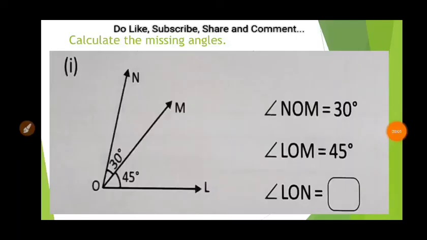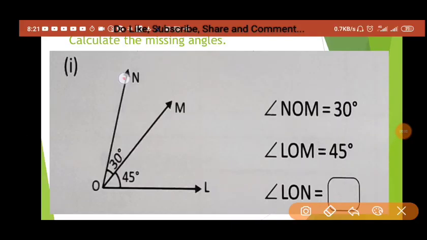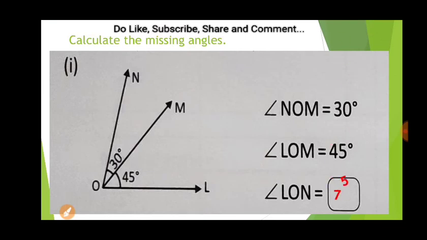So what will be the answer for the angle LON? Your answer is 75 degrees. We have calculated that, 75 degrees. Very good. Let's see the next one.